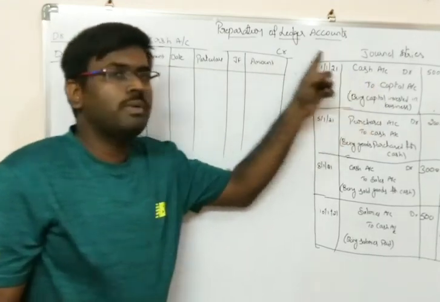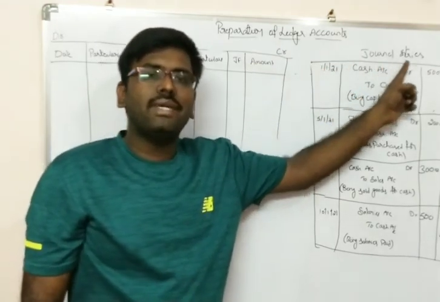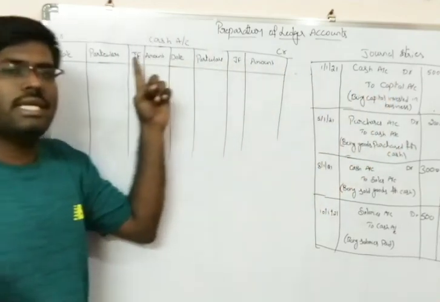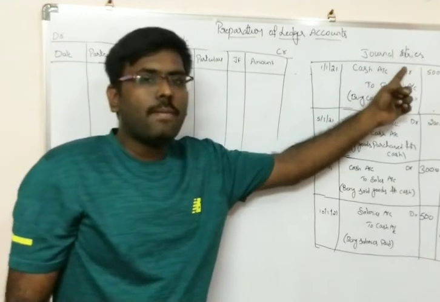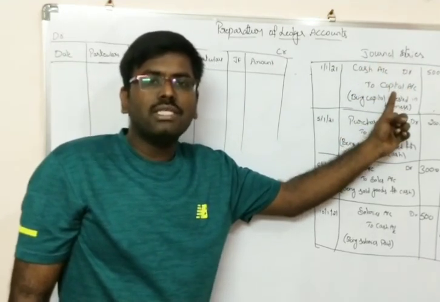How should this be recorded here? The cash account is on the debit side, so the opposite transaction will be recorded under the debit side of the ledger account. It means the cash account is debited, and the capital account is credited.